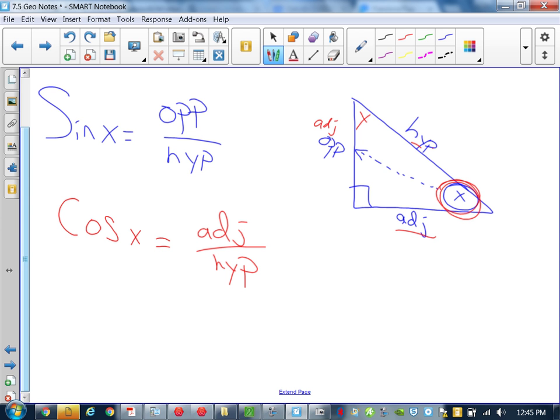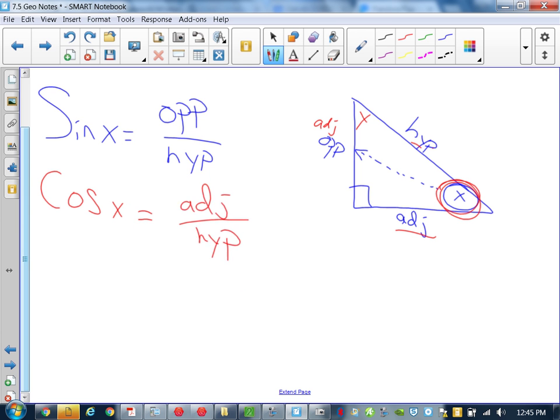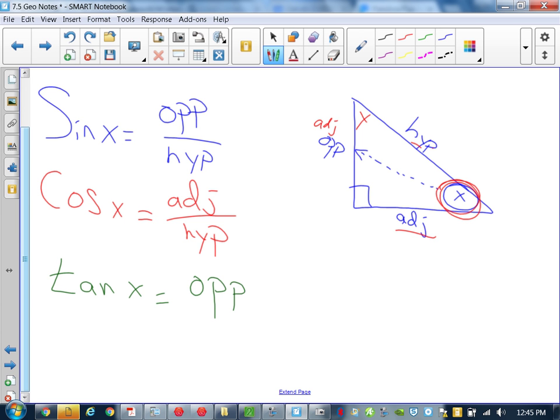And then the last one is tangent. And that's the ratio of the side opposite the angle divided by the adjacent side.